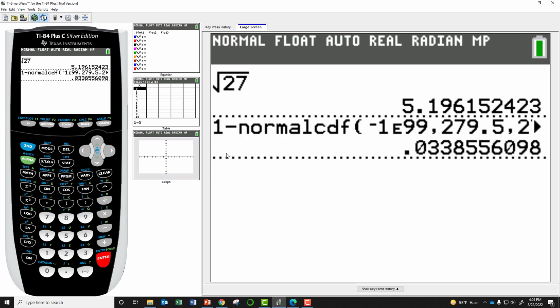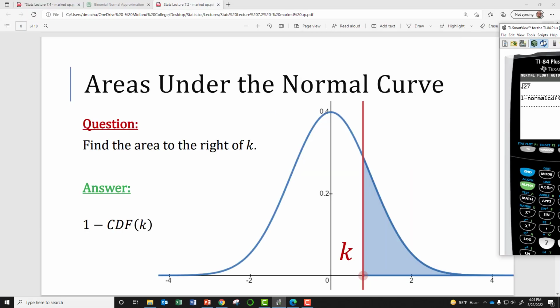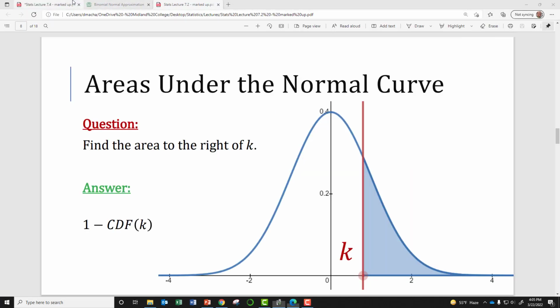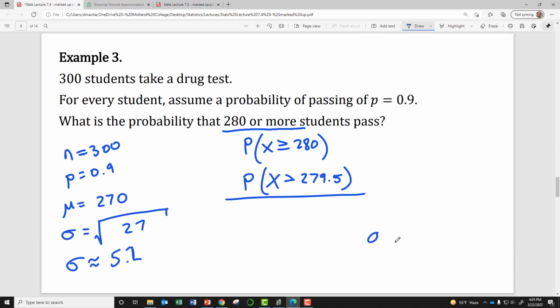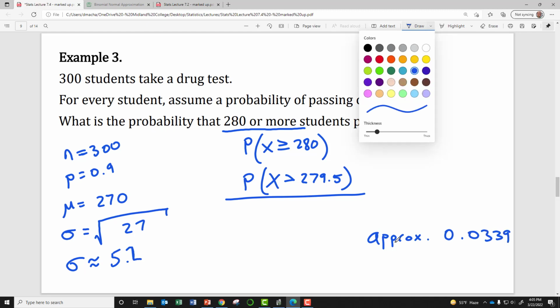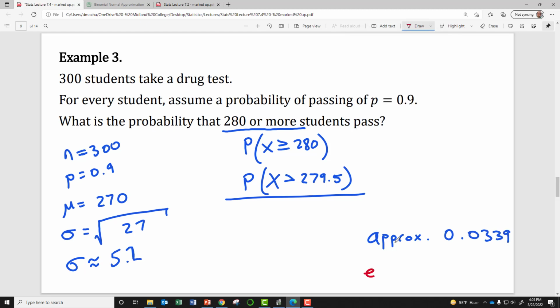So this is a very small number, 0.0339, from the approximation using the normal distribution. What about the exact value?